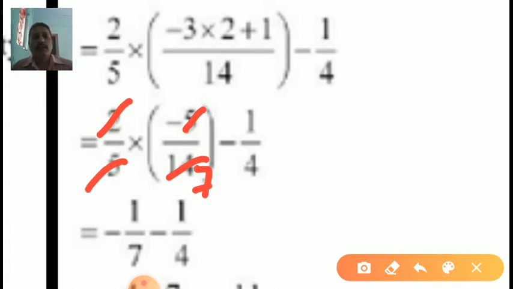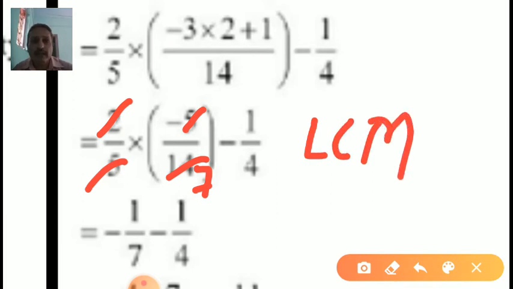Okay, students. Now minus 1 upon 7 is left in the first term, and minus 1 upon 4. Both numbers are minus, but both denominators are different. What should we do? Yes, LCM. Some students still have doubt about the LCM. What is LCM? Lowest common multiple. That means we write the table of 7 and the table of 4 and find which numbers are common, and take the smallest. There are many numbers common in the multiples of both numbers, so we have to select the lowest.